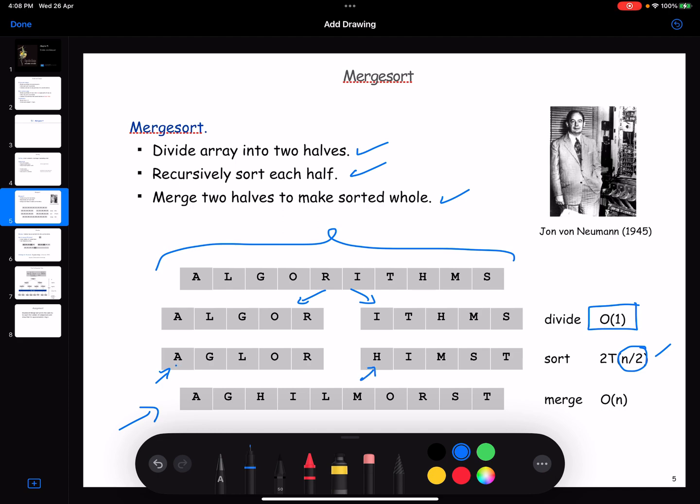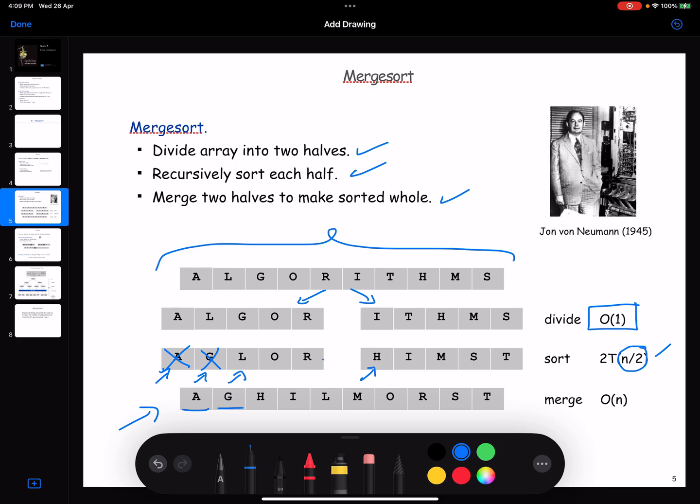So we compare A with H. Which one is smaller? A. So we delete A and put it here. And then we move the pointer to G. We compare H and G. Which one is smaller? G is smaller. So we put it here. And then we move the pointer.